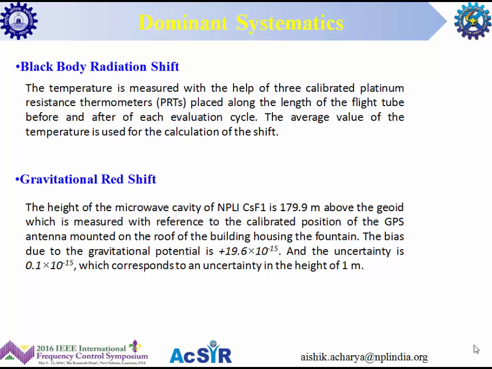the roof, top of our laboratory, and from that reference point we have measured the microwave cavity height. It's typically about 180 meters above the geoid, and from this we get a 19.6 into 10 to the minus 15 bias with an uncertainty of 0.1 into 10 to the minus 15.